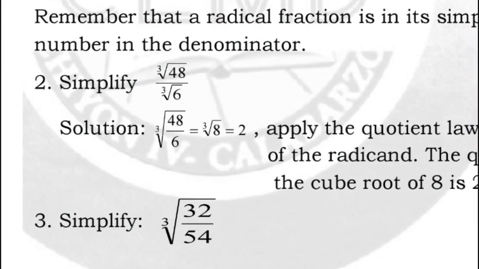Number 2, simplify the cube root of 48 divided by the cube root of 6. In here, the denominator is a radical, but we can apply the quotient law. So we can have the cube root of 48 over the cube root of 6 as the cube root of 48 over 6. And 48 over 6 is 8, so we're going to have the cube root of 8. And the cube root of 8 is equal to 2. So our answer here is 2.